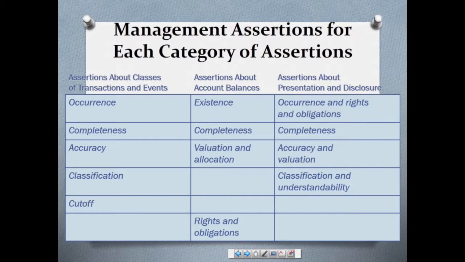Are all the assertions dual direction? Because in the book there is this dual direction test. Not the dual purpose, the dual direction. Like, for example, occurrence and completeness are dual direction. Oh, I see what you're saying. So what that is saying is that you're just using the same journal and the same source documents, but the direction is going to drive what assertion you're gathering evidence about. Okay. And that's only for occurrence and completeness?